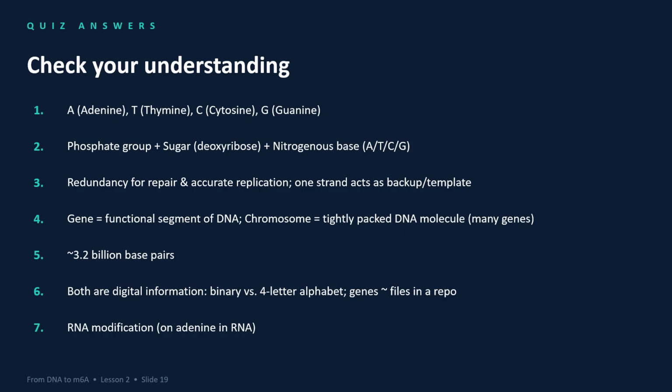Here are the answers. The 4 DNA bases are A, T, C, and G. A nucleotide contains a phosphate group, a sugar, and a nitrogenous base. DNA has 2 strands to provide accurate copying and built-in repair. A gene is a functional section of DNA, while a chromosome is a tightly packaged DNA molecule containing many genes. The human genome contains about 3.2 billion base pairs. DNA is compared to computer code because both store digital information using symbols. And finally, m6A is an RNA modification. If you got most of those correct, great job.